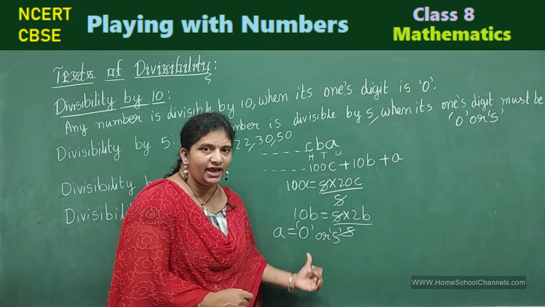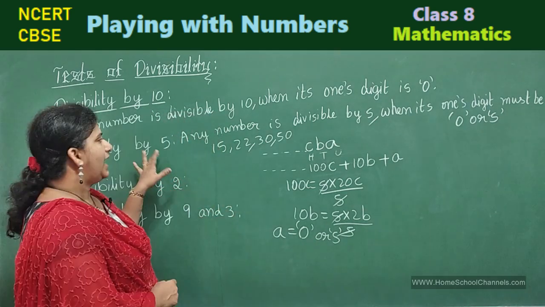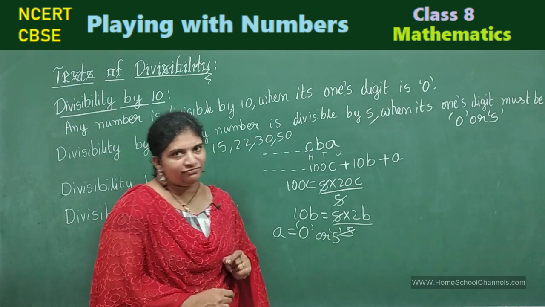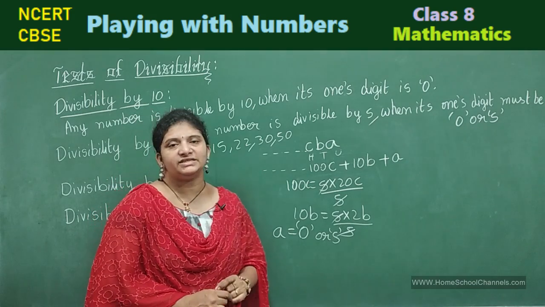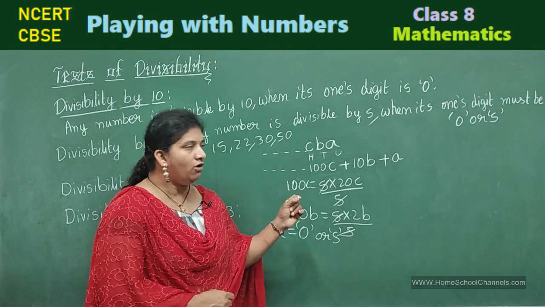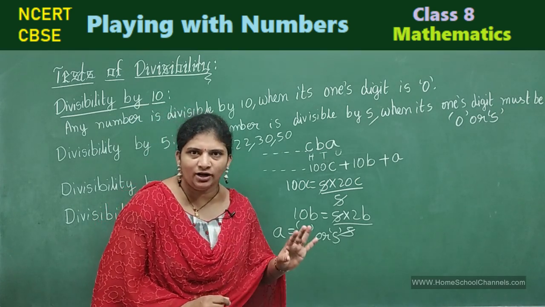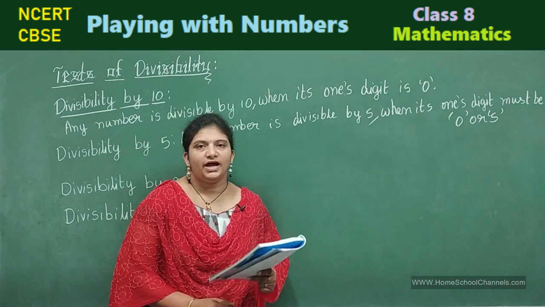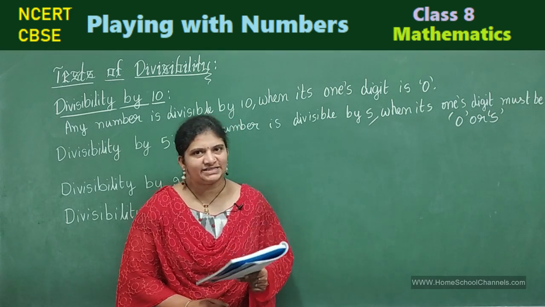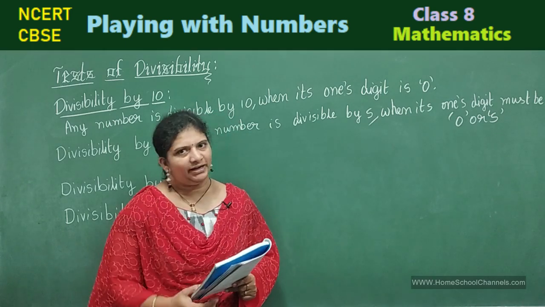Therefore, what must A be? Either 0 or 5. Any number is divisible by 5 when its ones digit is 0 or 5. Then only it will be divisible, otherwise it is not divisible. In your textbook, you have a Try This box. In that, let me solve one problem.